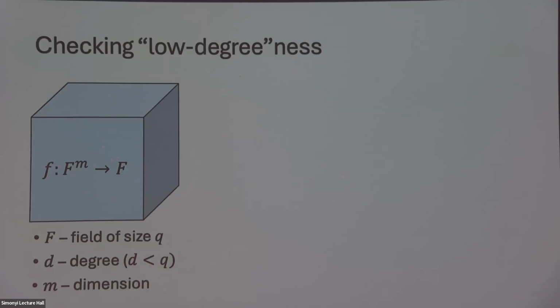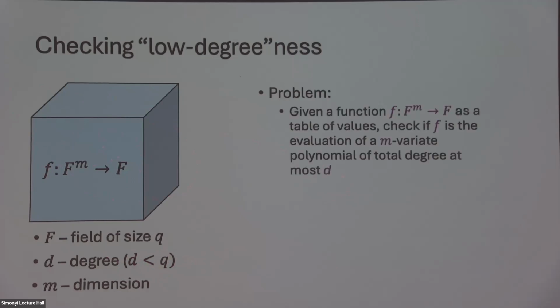What we want to check is: is this function actually the evaluation of an m-variate polynomial of total degree at most d? You're given this function as a table of values, and you need to check it. Of course, this is an easy problem. If you are allowed to read the entire input, you just interpolate and check if this is indeed the evaluation of a low degree polynomial. What we want to do is this without even reading the entire input.